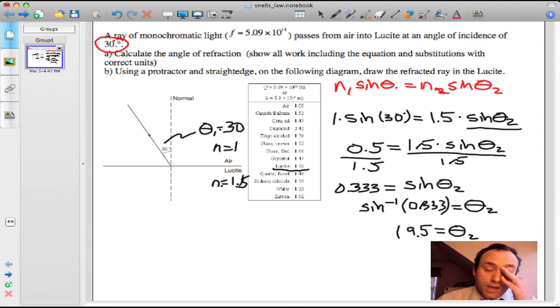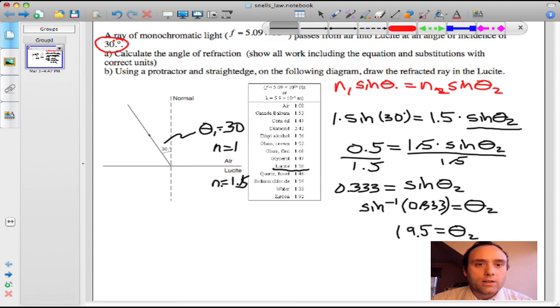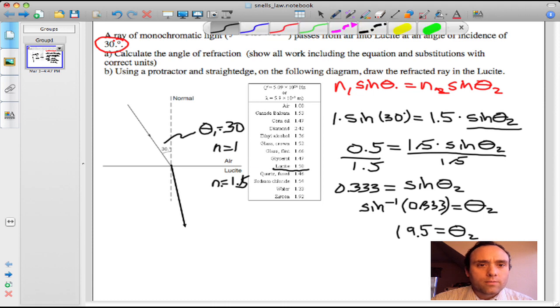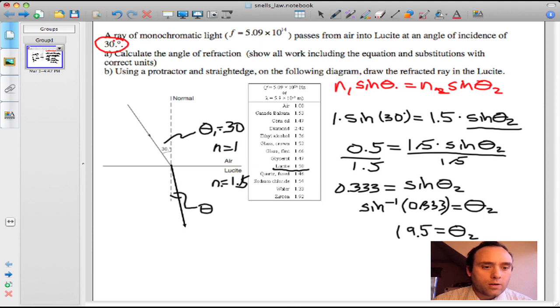Okay, so what this is saying is that when the light ray enters lucite from air at an angle of 30 degrees from the normal, it continues onward. Let's get a little line here. It continues onward at a different angle once it enters, and it looks something like that. And this angle here is theta 2, which is what we just solved for, and that is 19.5 degrees.